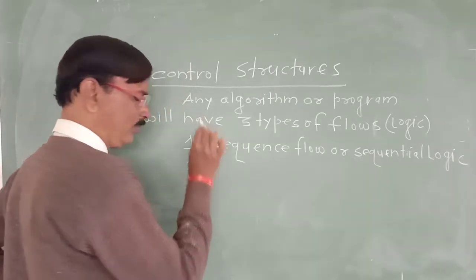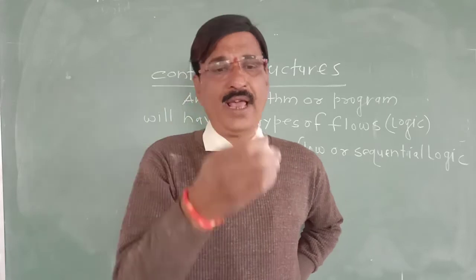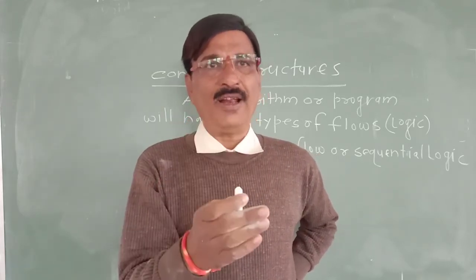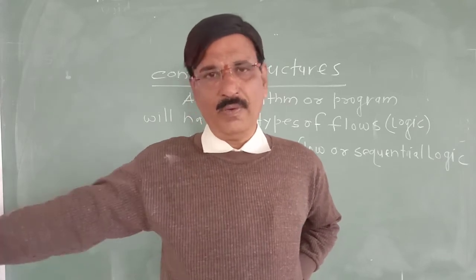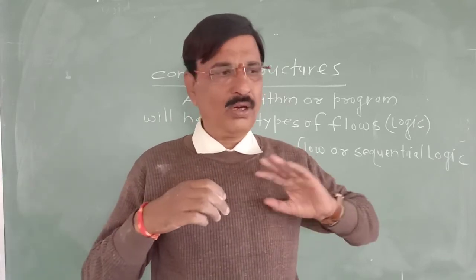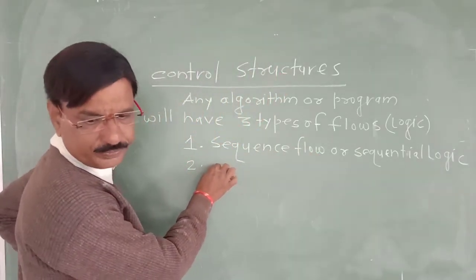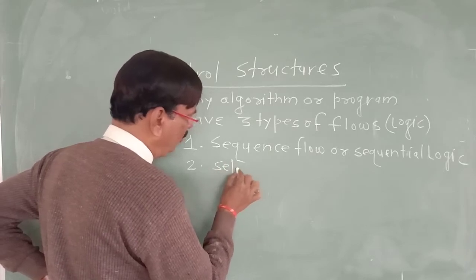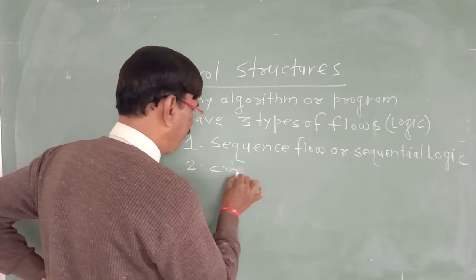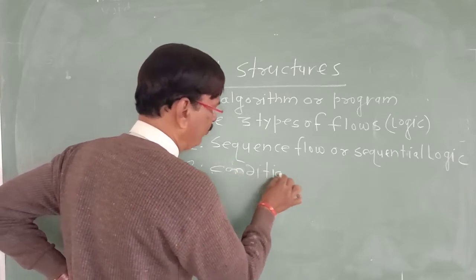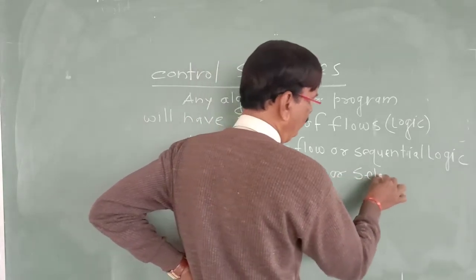Number two, we have seen how to print odd or even. Read n, remainder is equal to n modulo 2. If remainder is 0, even. If remainder is 1, odd. This is conditional, selection logic, or conditional flow.